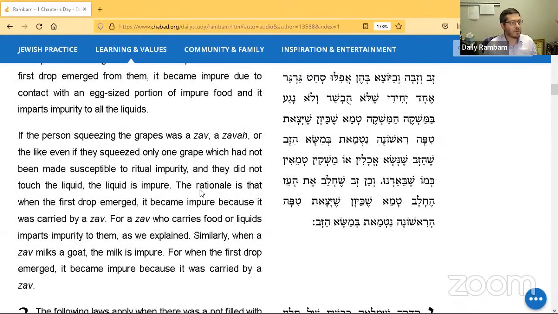Now, if the person squeezing the grapes was a zav, or the like, where's a zav and zava different to someone who had tumas mace? You'll remember there's different ways in which tuma is transferred. So as we'll explain over here.